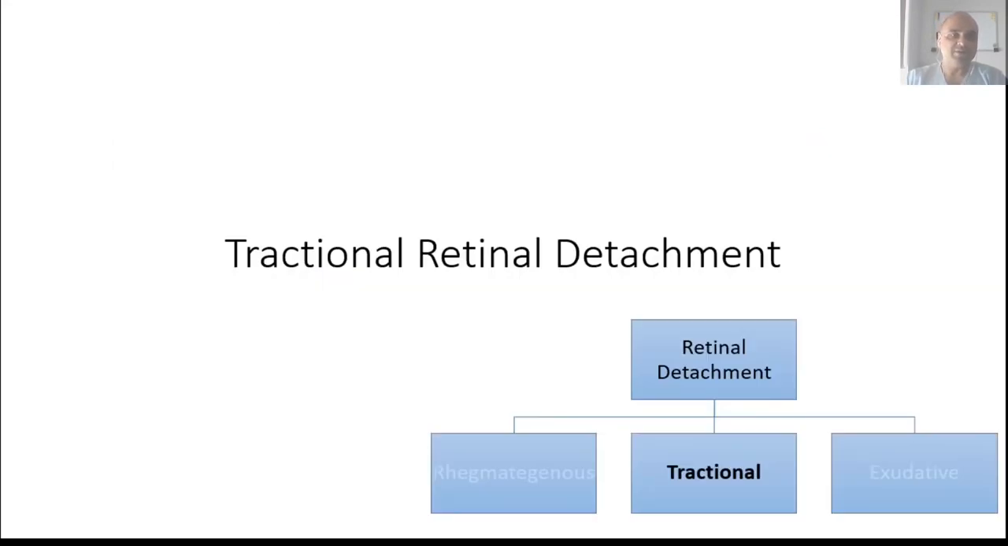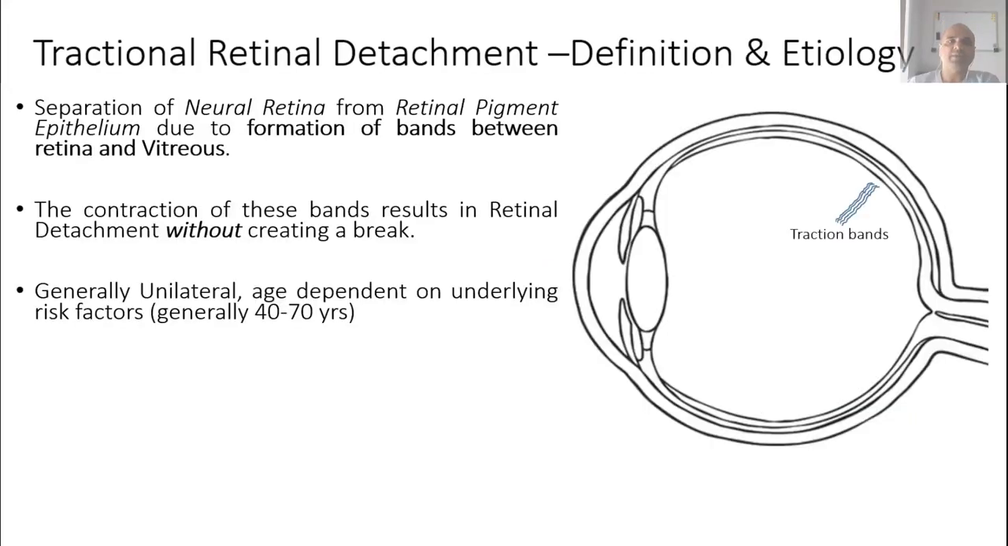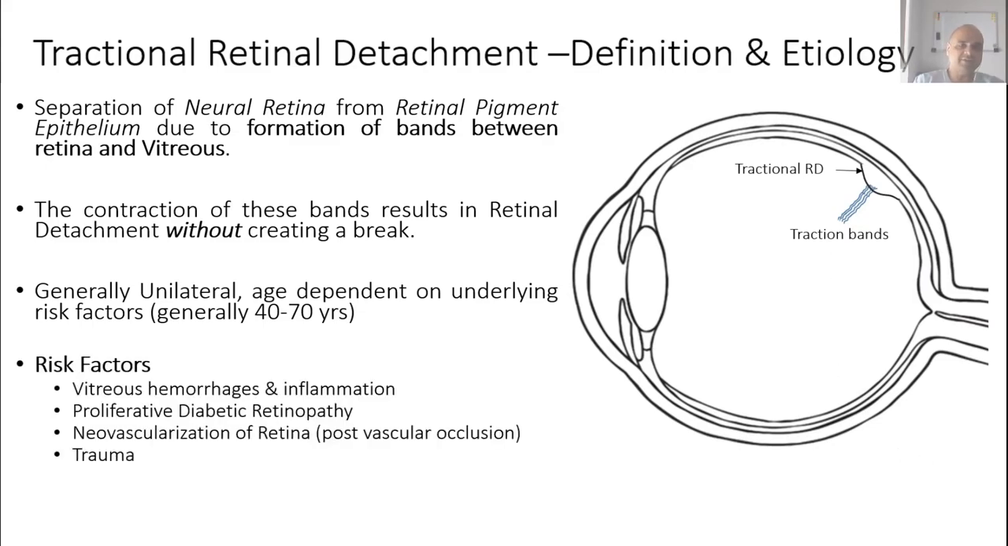Now we are going to talk about tractional retinal detachment. A tractional retinal detachment is one that is caused by formation of bands between the vitreous and the retina. Again, the neural retina separates from the underlying retinal pigment epithelium as these bands contract, without actually creating a retinal break. This is again generally a unilateral condition. The age depends upon the underlying risk factor or factors, but it's generally between 40 and 70 years.